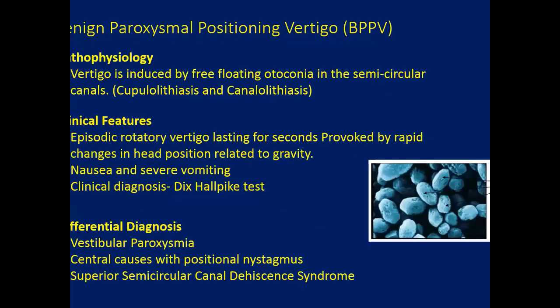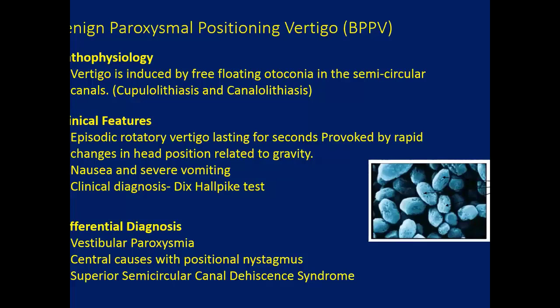Benign paroxysmal positional vertigo is the commonest condition affecting the vestibular system. All ages can be affected, but especially the elderly. This is due to otoconia. You can see a picture of otoconia here. They are calcium carbonate particles, and they are free floating in the semicircular canals. Two words are mentioned here: cupulolithiasis and canalolithiasis.